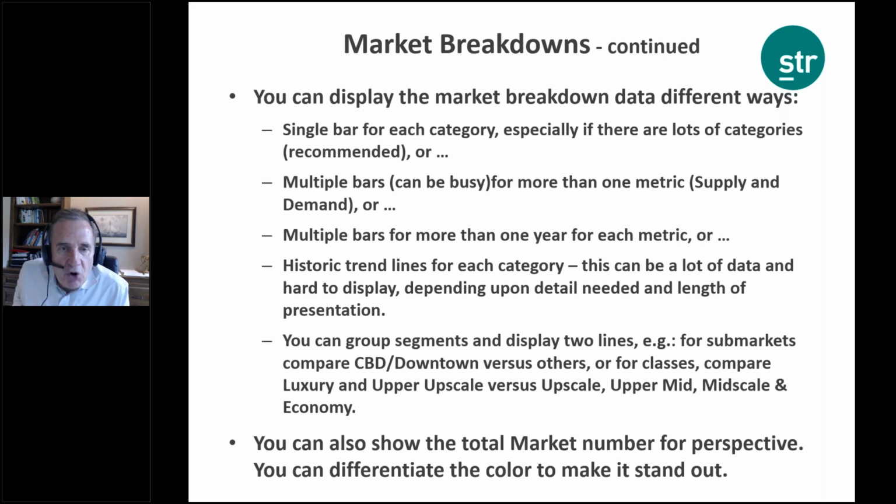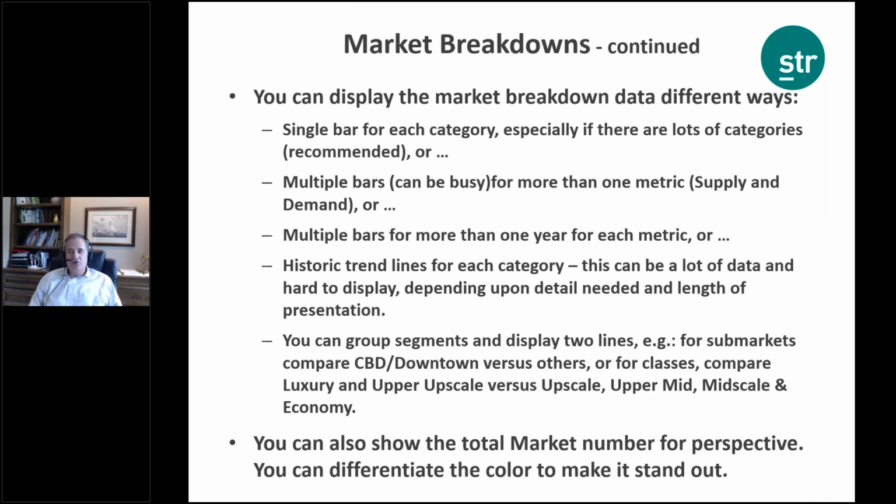When it comes to displaying market breakdown data, probably one of the best ways to do this is using a single bar graph and then have a bar for each different category. In other words, each different submarket or each different class or scale group. Multiple bars. Now, you can use that, just don't overdo it. It can get busy. So, you could do it for 2 metrics like supply and demand, or you could do multiple bars for different years if you wanted to.